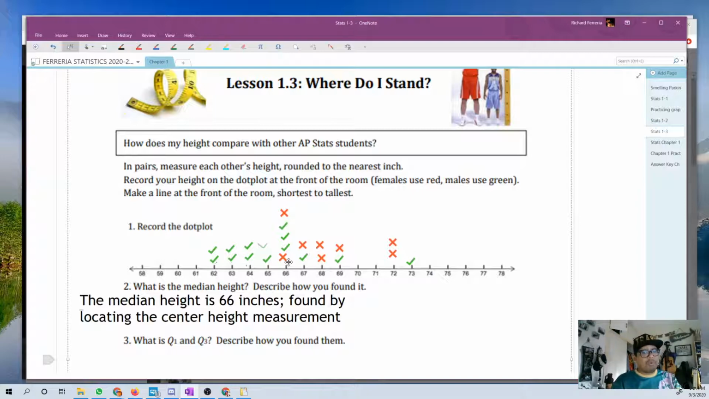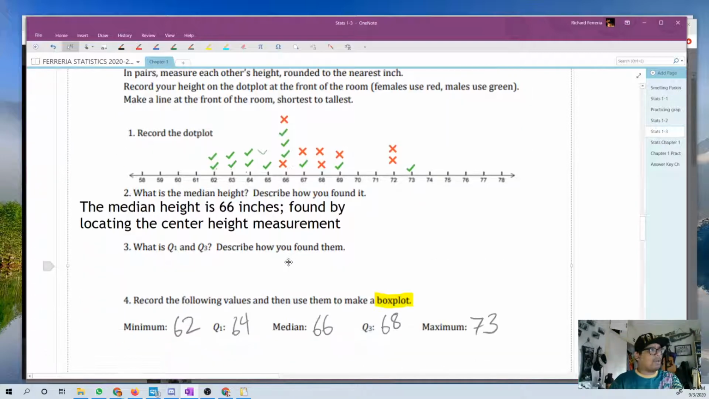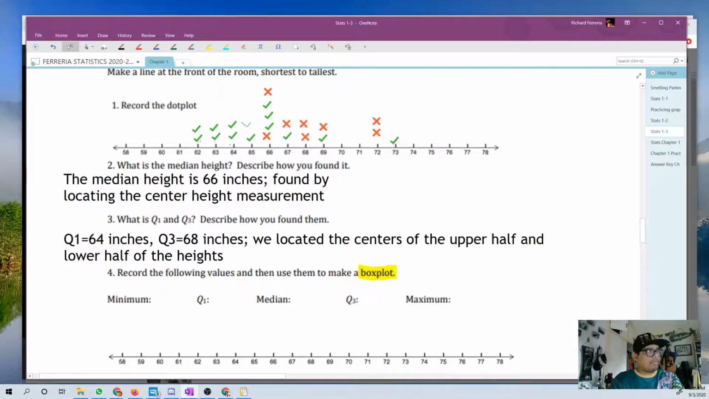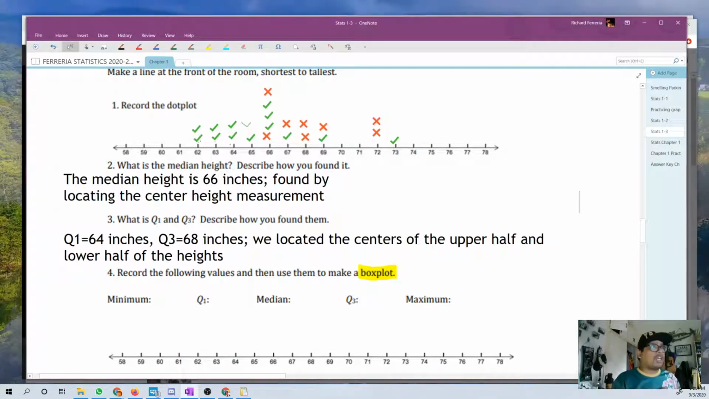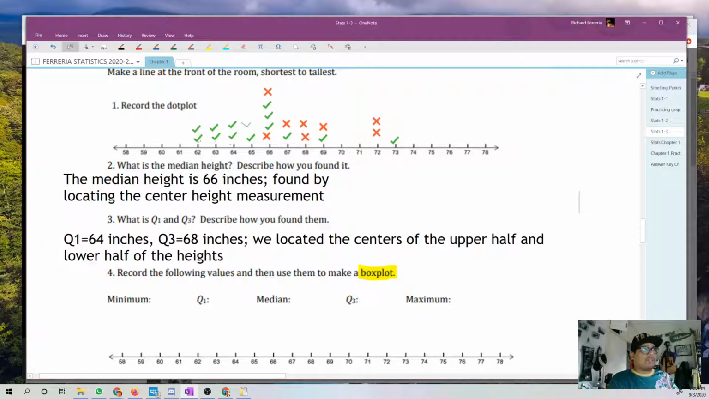Now what about Q1 and Q3? How do we find those? We find that Q1 is 64 inches and Q3 is 68 inches. So the way to find that is to locate the center of the upper half of the data, which would be Q3, and then find the center of the lower half of the data, and that would be Q1. Incidentally, Q1 stands for quartile 1, so that gives you an idea, quart.